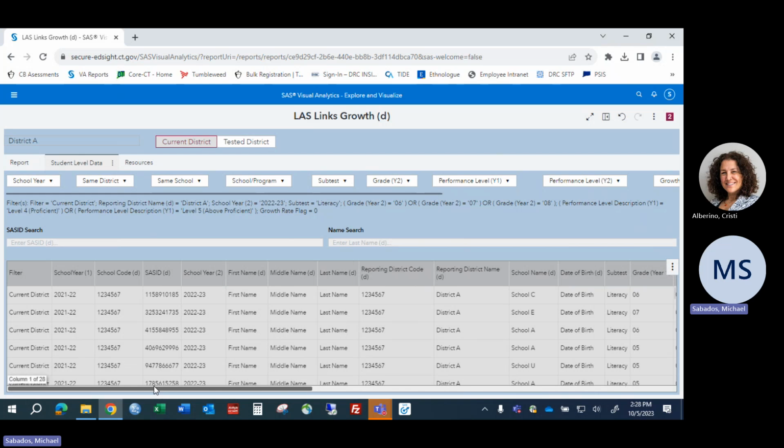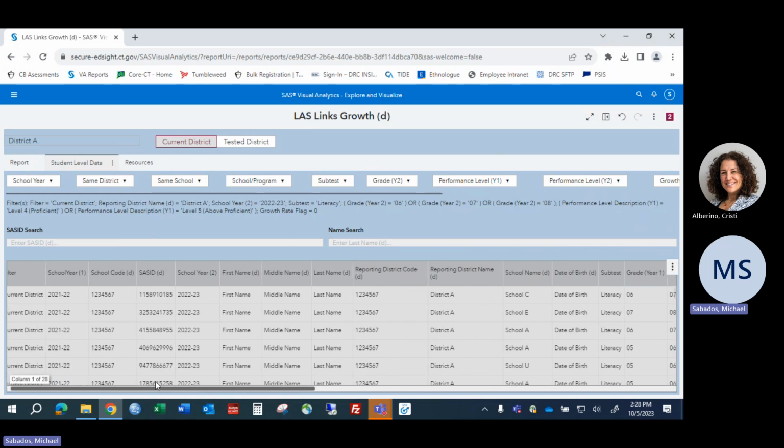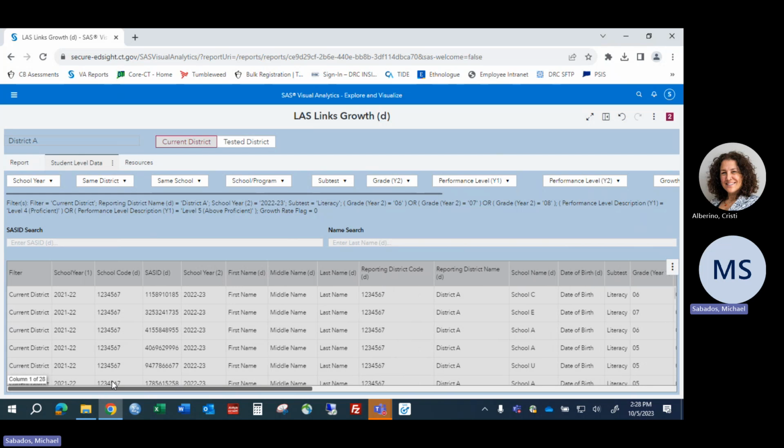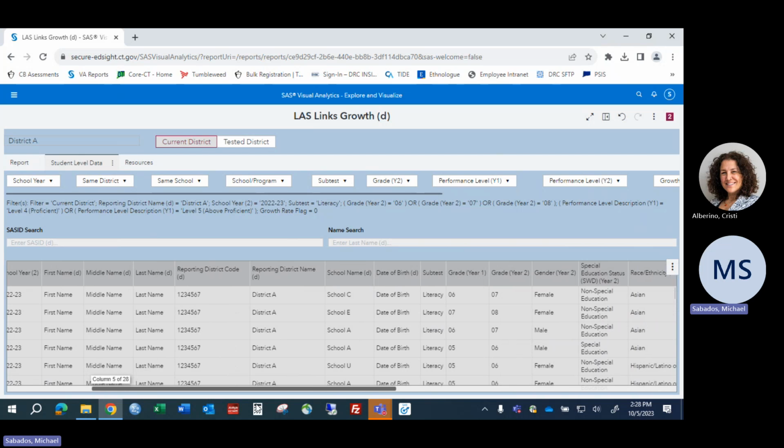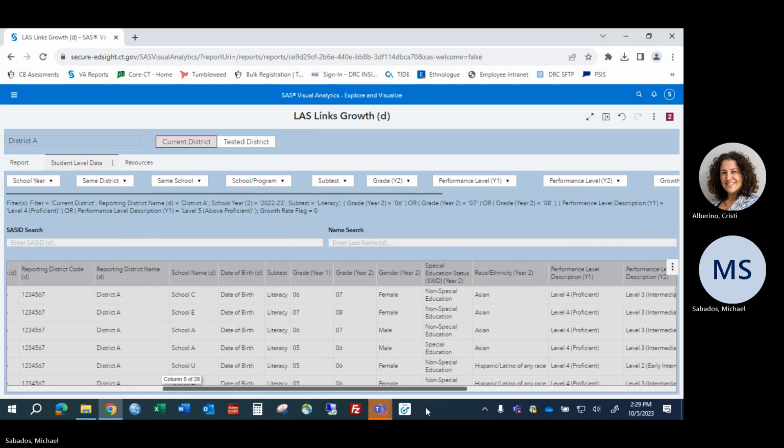And just going through the report of information that you do get for the student level data: their basic school district information, name, demographics. As far as the assessment, the subtest, each subtest for each year has its own row. So this row here, literacy, student was in grade 6 in year 1, grade 7 in year 2. Some demographic information.